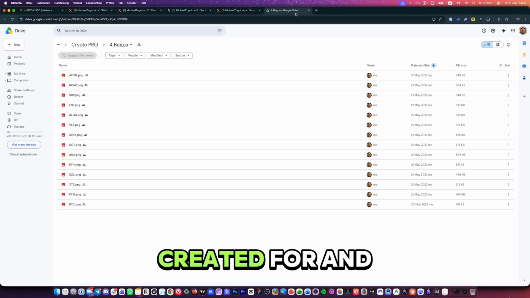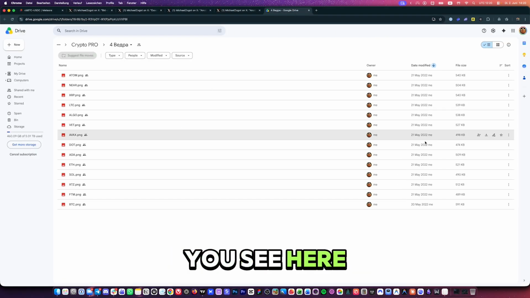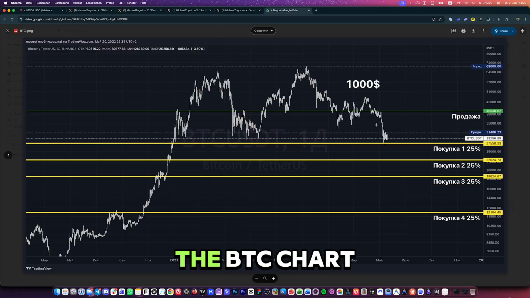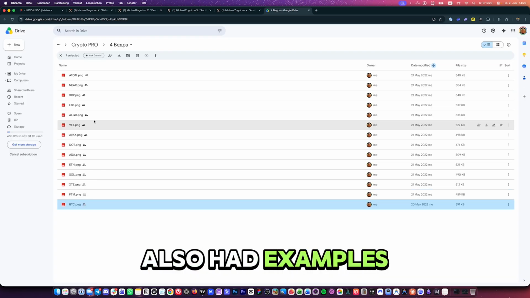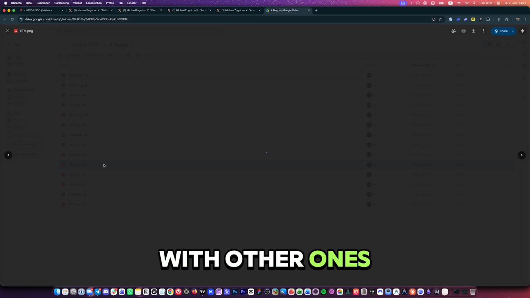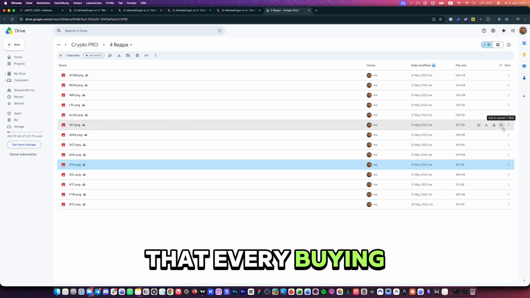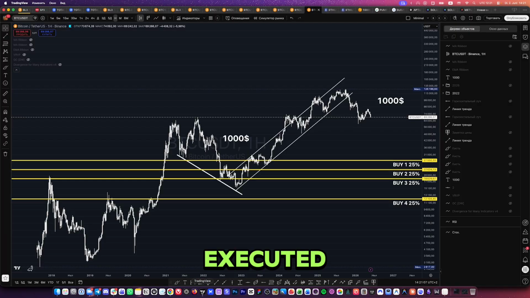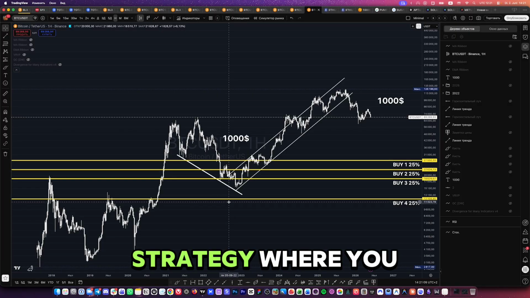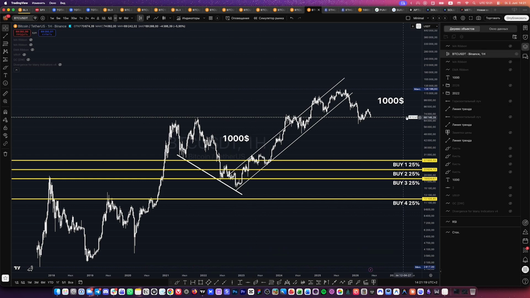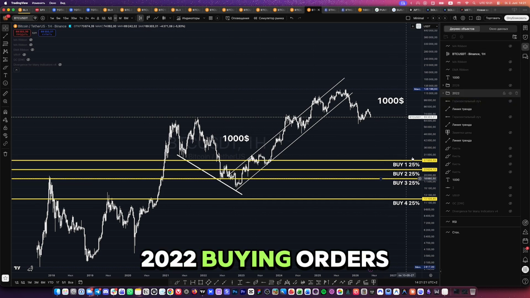I also created, and you see here, on 21 May 2024, I had created, as I said, the BTC chart. I also had examples with other ones like ETH and so on. It doesn't mean that every buying order will be executed, but at least you have a strategy where you are buying lower and then selling it higher. And this is the original chart. This is the 2022 buying orders.